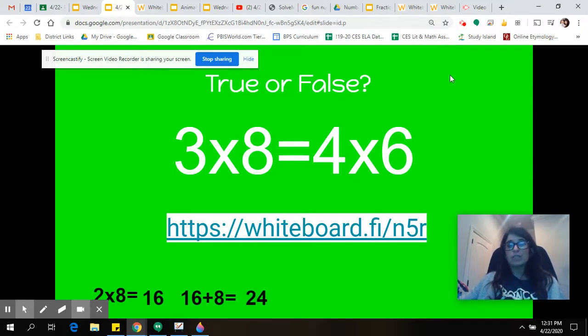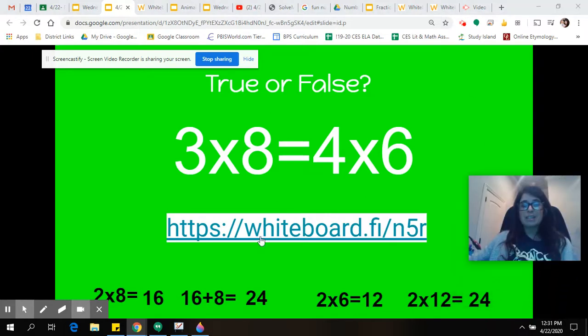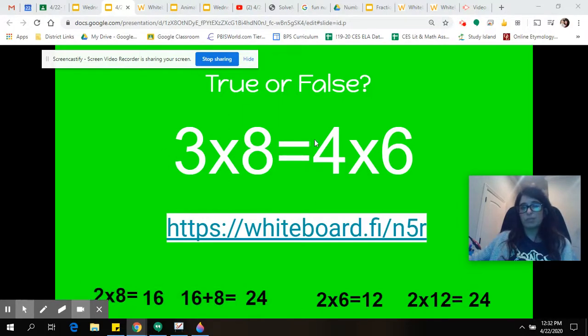Good job. So now I've got to figure out 4 groups of 6. What is 4 groups of 6? Well, I know 2 groups of 6 is 12, and I'm going to double my 12. 2 groups of 12. What is that? If you said 24, you got it. So, guys, is 24 equal to 24? Is 3 groups of 8 equal to 4 groups of 6? If you said true on your whiteboard, you did it.